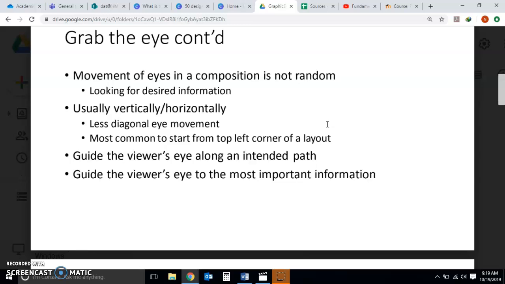You guide the viewer's eye along an intended path, and you guide the viewer's eye to the most important information. So this is our task as designers.